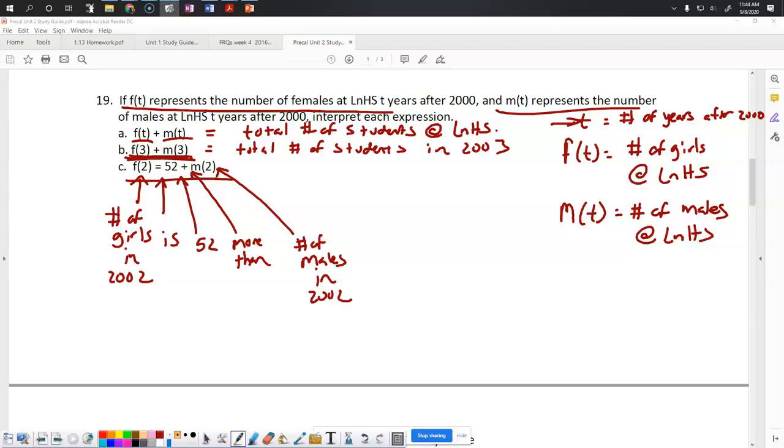So you guys will notice how I started here on the side. I started by writing what my input represented, and then I wrote what my two outputs represented. Once I have that as kind of like my key to go to, I can interpret these one piece at a time. Okay? Technically here, instead of saying the total number of students, you could have also just said the number of females plus the number of males. That would be fine. Or here you could have said the number of females in the year 2003 added to the number of males in the year 2003.